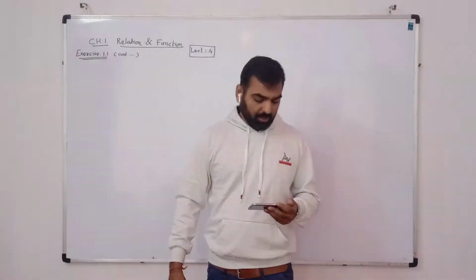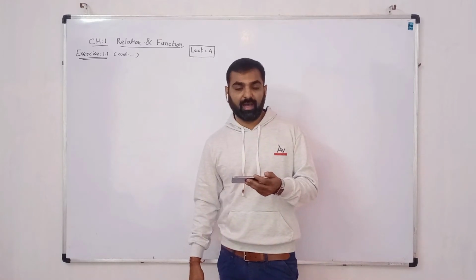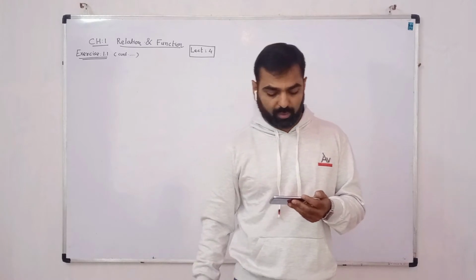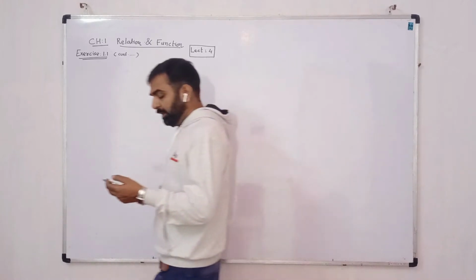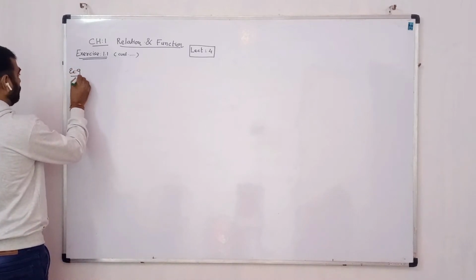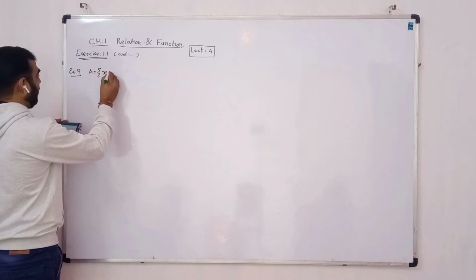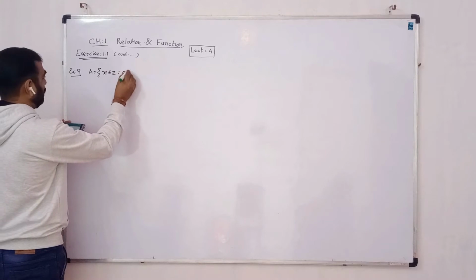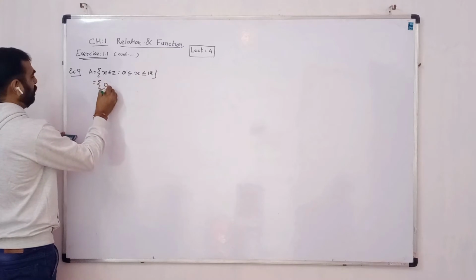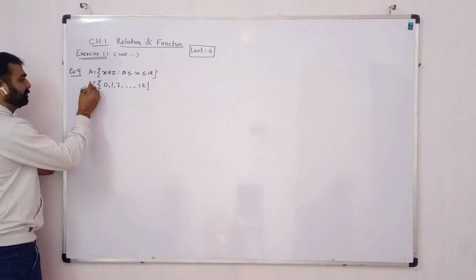Okay. Next, question number 9. Show that each of the following relations in the set A, where x belongs to Z, 0 less than or equal to x less than or equal to 12, is an equivalence relation. We have to prove this. So this is question number 9. On the set A equal to {x such that x belongs to Z, 0 ≤ x ≤ 12}. So these are 0, 1, 2, 3 up to 12. This is set A.